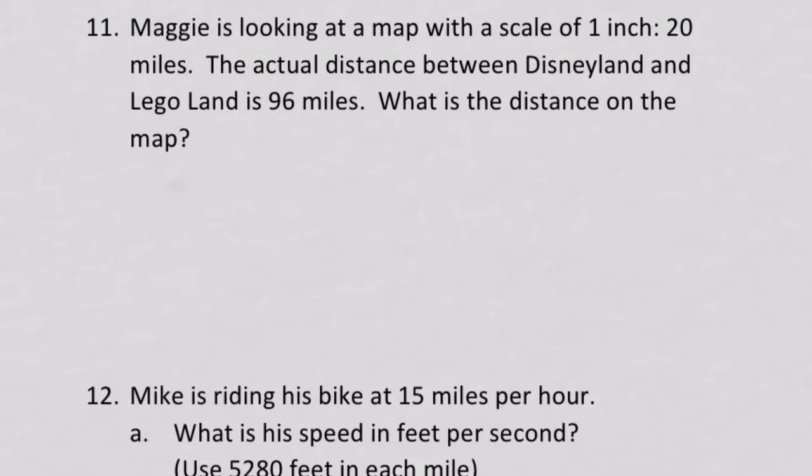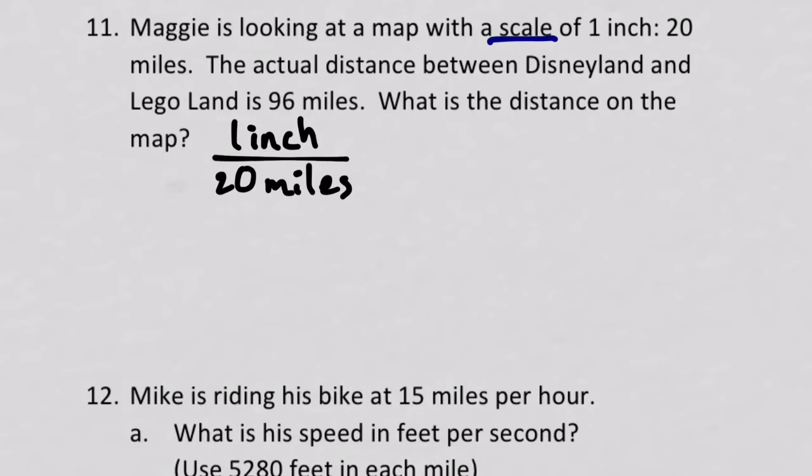All right, now let's look at number 11. Maggie is looking at a map with a scale of 1 inch to 20 miles. The actual distance between Disneyland and Legoland is 96 miles. What is the distance on the map? So they gave me a scale. Every time they gave you a scale, turn that into a ratio. 1 inch over 20 miles. Turn that into a ratio so that you can use it. Okay, 1 inch over 20 miles.